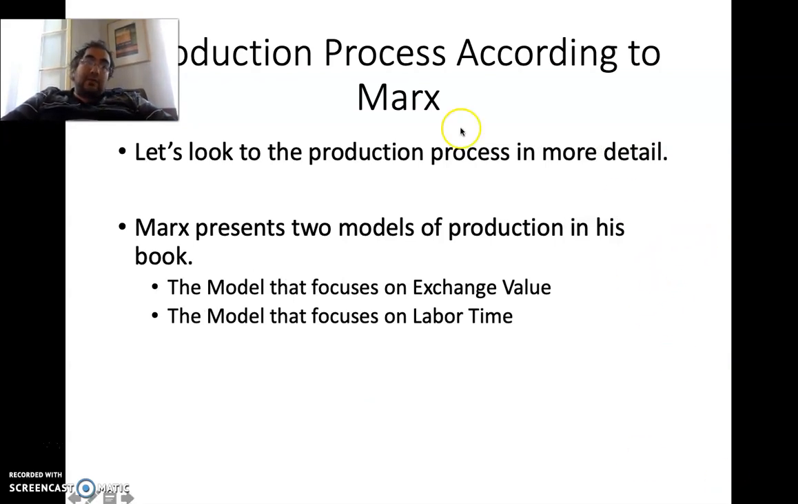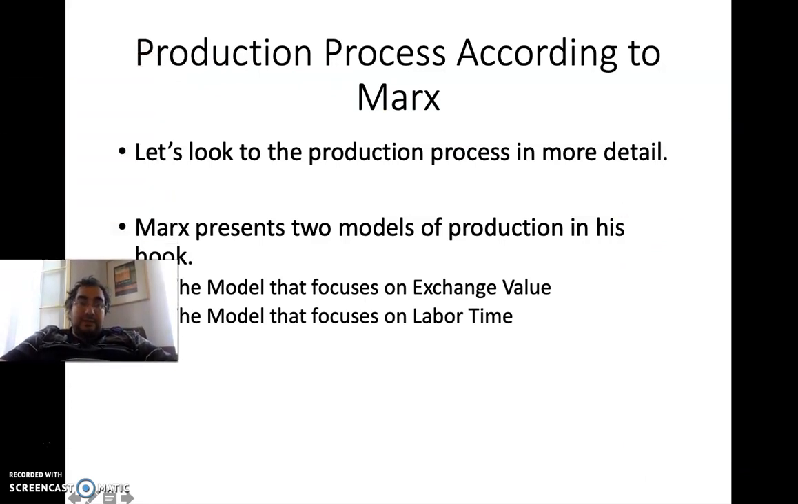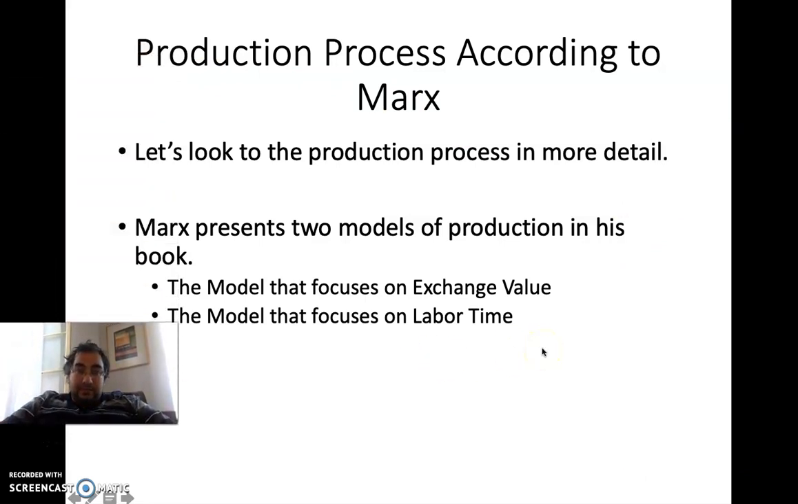So now, in the next part, we will see the production process in more detail. But in Capital, Marx talks about two different models. One of them is more common and mostly we will focus on that. But the other one is also mentioned, so I will mention it in this part. The first one is focusing on the exchange value. The second one is focusing on the labor time used by the workers, and how we can model the production using this labor time that is used by the workers. It will focus on that.